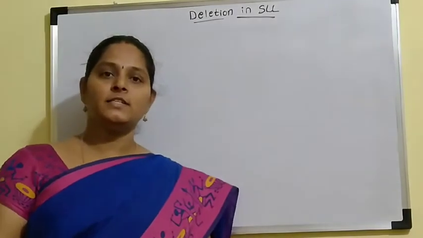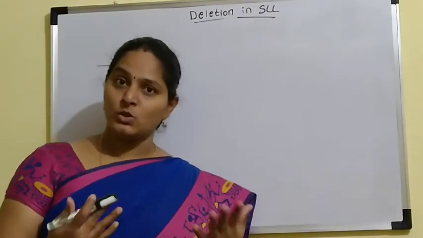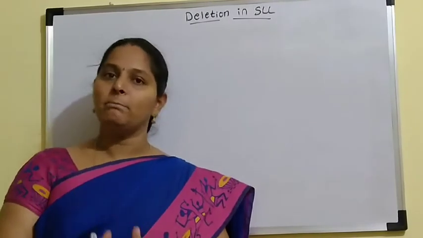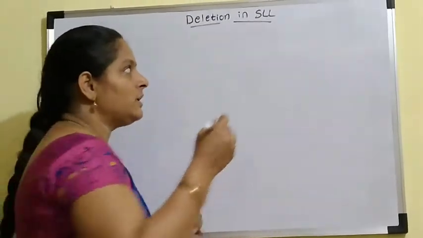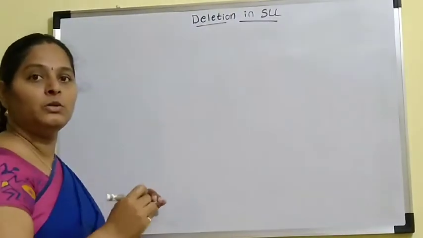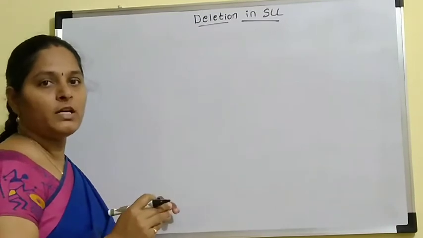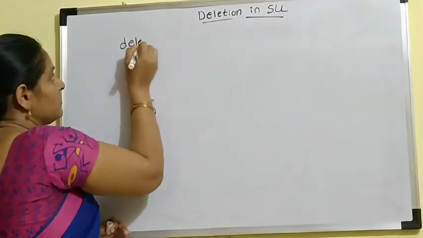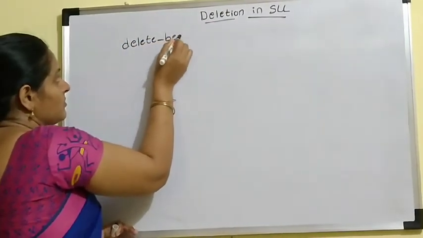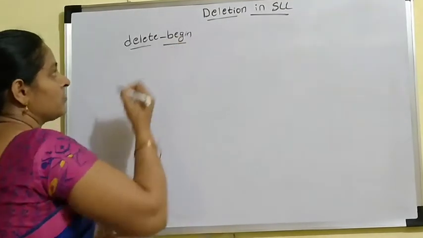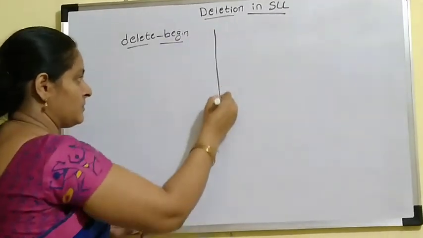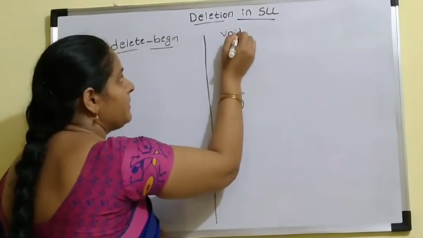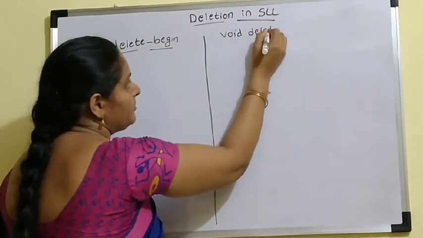So here also in a linked list, wherever you want, whichever node you want, you can delete it. You can delete it from the beginning or at the end or in the middle also. First we will see how to delete the element at the beginning, how to delete the first node in the list. Parallelly we'll write the code. Void delete.